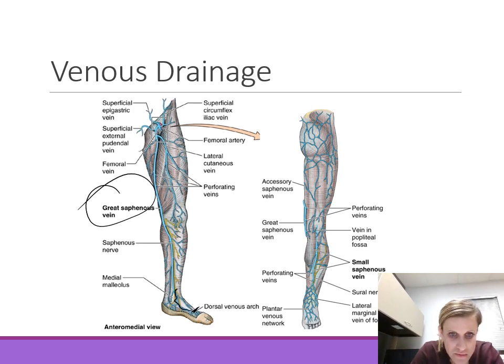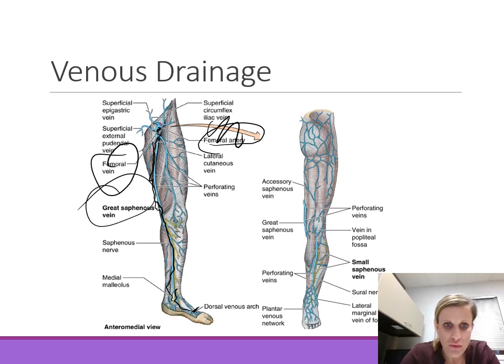comes up the medial side of the leg, goes back behind the medial condyle. It penetrates the deep fascia, and then flows into the femoral vein, which is like right here. So into the femoral vein, same area. The femoral vein eventually is going to go up and drain into the external iliac vein, and then the common iliac vein, and then the inferior vena cava.